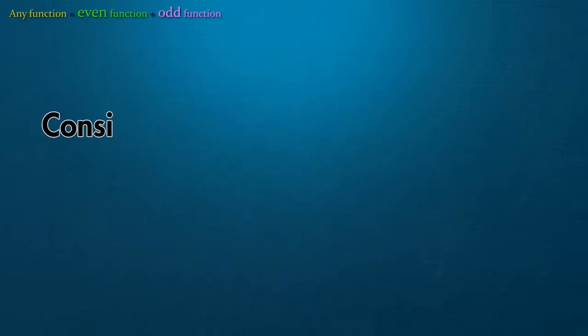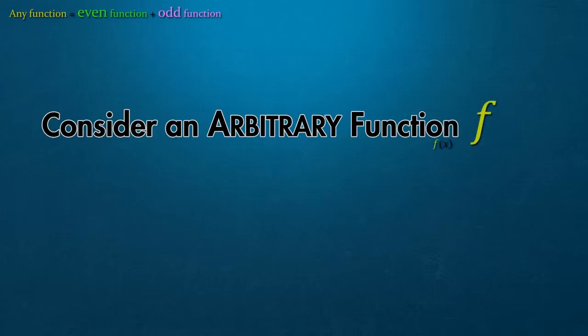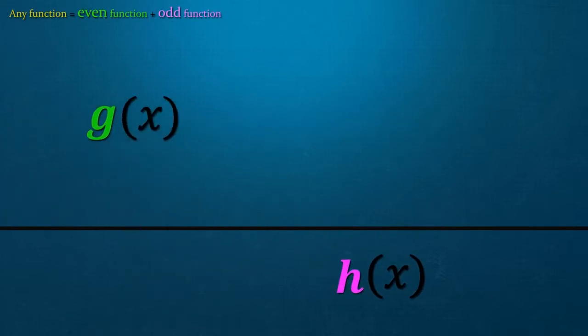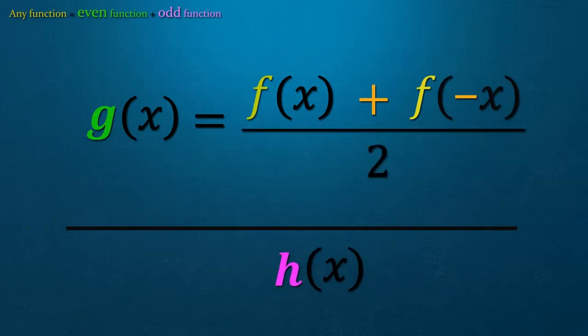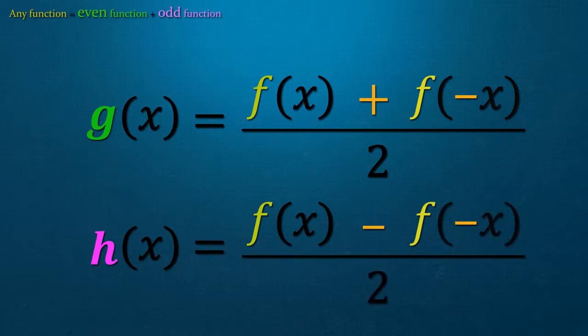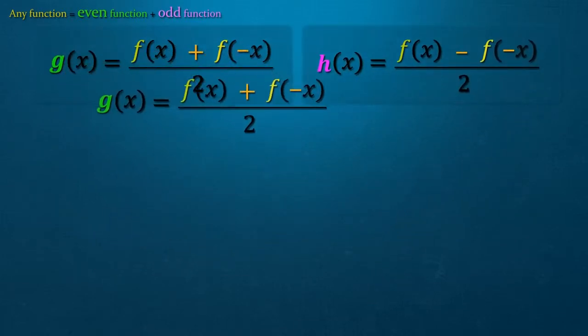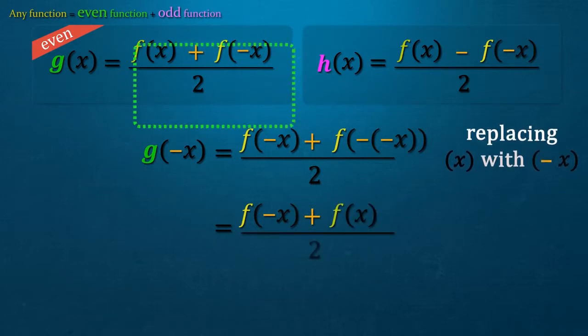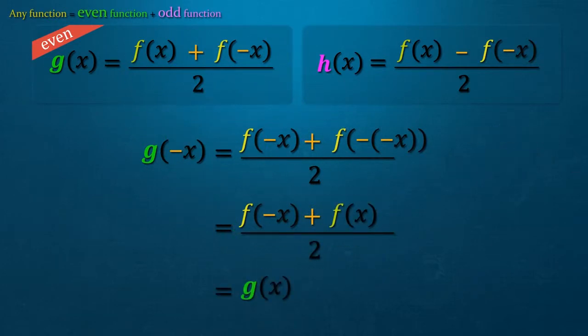Proof. Consider an arbitrary function f. Using f, we can create functions g and h, where g of x equals f of x plus f of minus x over 2 and h of x equals f of x minus f of minus x over 2. Notice g is even, since g of minus x equals f of minus x plus f of x over 2, which is the same as g of x.